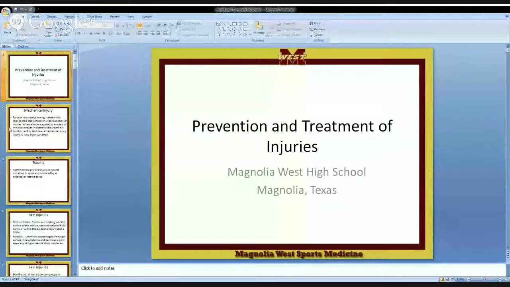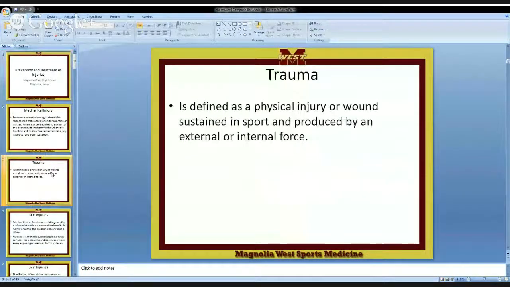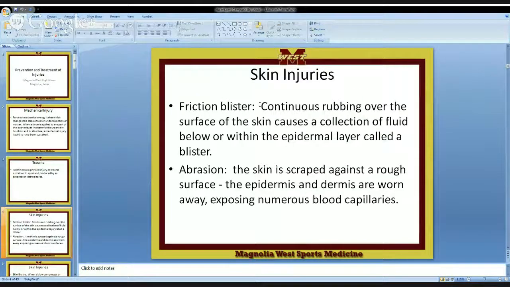All right, very first one. Let's go to slide 3. Slide 3 looks like this here. All right, this question is going to cover what is a physical injury or a wound sustained by an external or internal force? All right, that is trauma. Know the definition for trauma. All right, you got that down? Let's cruise on to the next one.